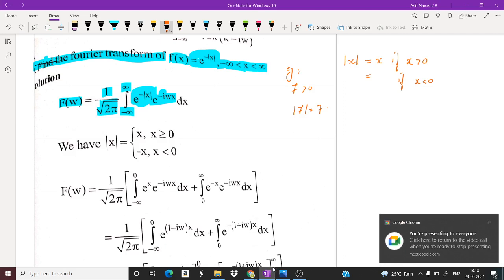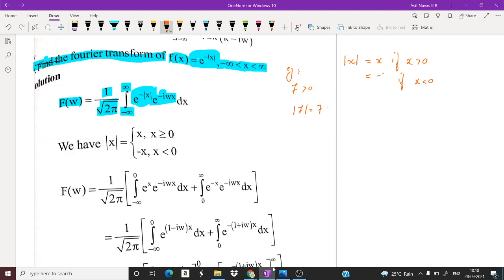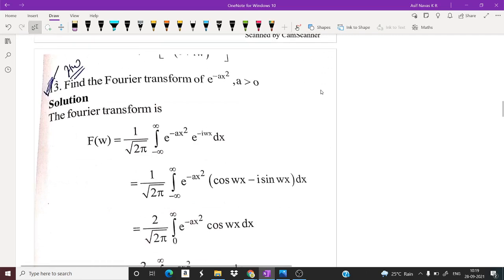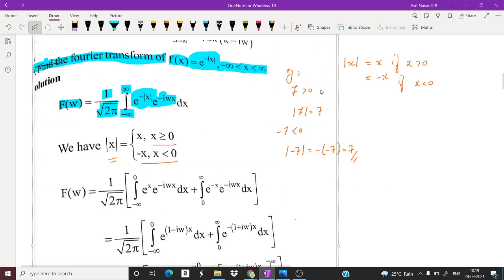So mod x is minus x, right? That means if we have minus 7, that is less than 0, then mod of minus 7 is actually minus of minus 7, which is equal to 7. So mod x is equal to x when x is greater than or equal to 0, and minus x when x is less than 0. Now we will integrate this.